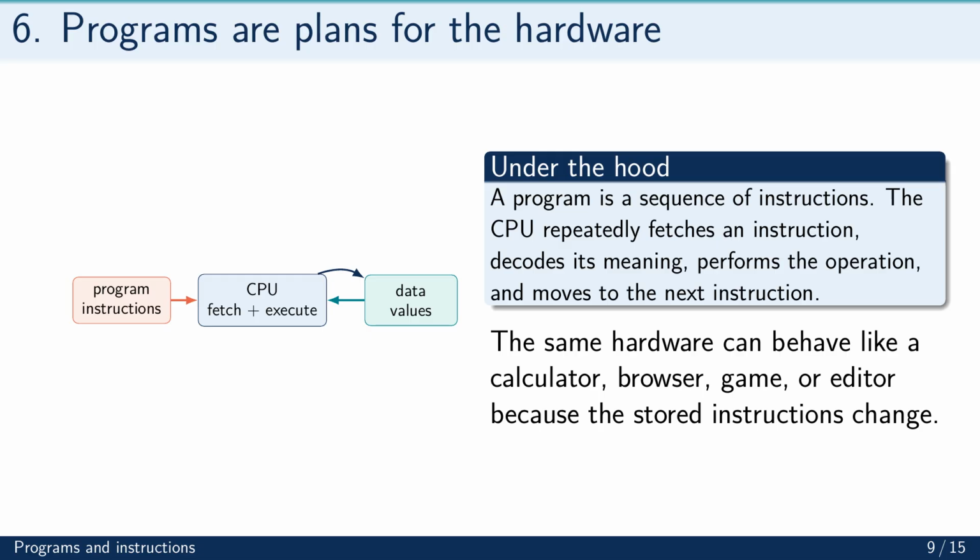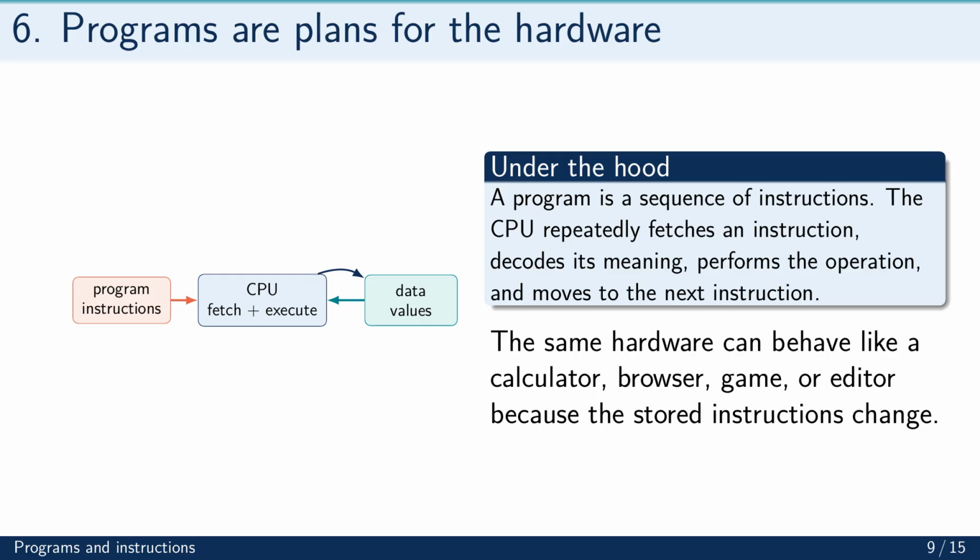At this point, we can shift from the machine's physical parts to the programs that direct them. A program is a sequence of instructions, and the CPU repeatedly fetches an instruction, interprets it, performs the requested operation, and advances to the next instruction. Data provides the values those instructions manipulate. The same hardware can act as a calculator, browser, game system, or text editor because the stored instructions change.